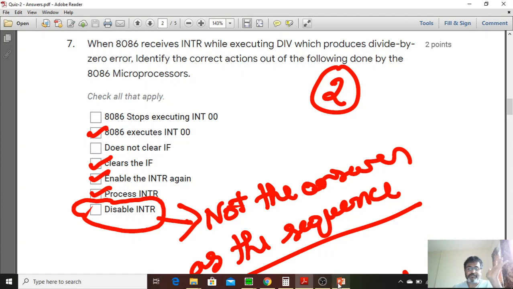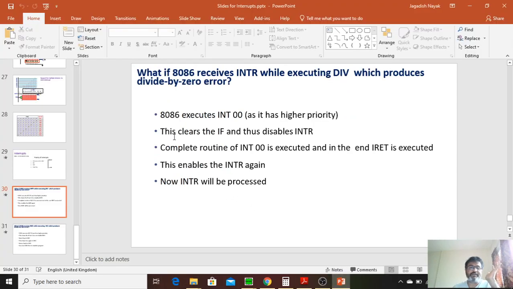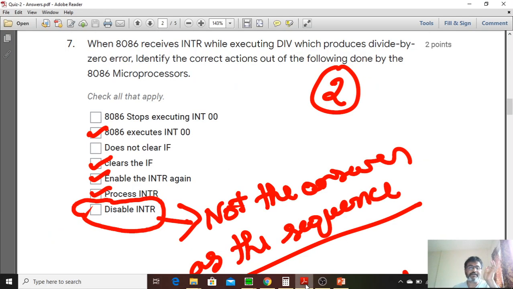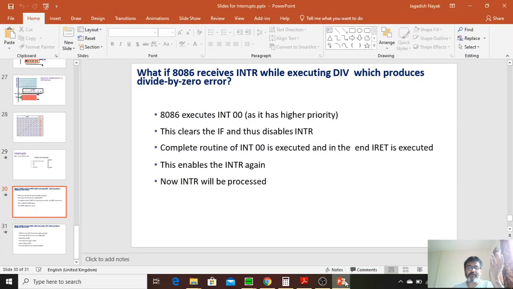Now see, next what happens here. This also clears IF, right? Next let us come here. Does not clear IF, that's a wrong answer, right? Now clears IF is the correct answer, right? It clears IF, it's the correct answer.